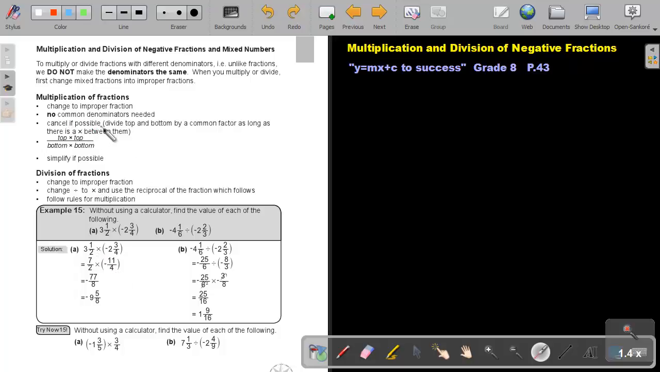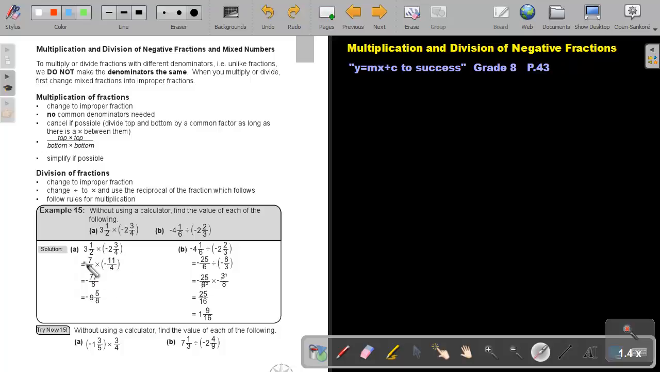Cancel if possible. Always divide a top and a bottom by a common factor as long as there is a multiplication in between them. In this case, I must look at 2 and 11, nothing to cancel out. 4 and 7, nothing. So let's go on. Then say top times top, and then also say bottom times bottom. So take the two fractions and say top times top. So 7 times 11 will be 77. And then bottom times bottom, 2 times 4, that will be 8.